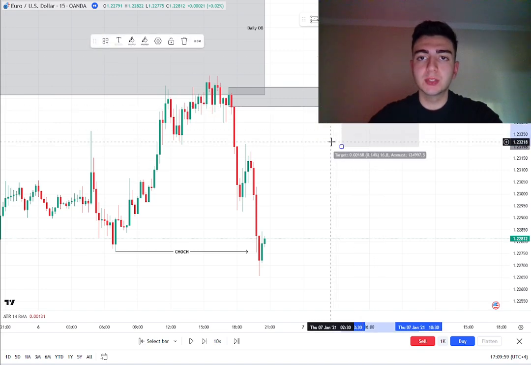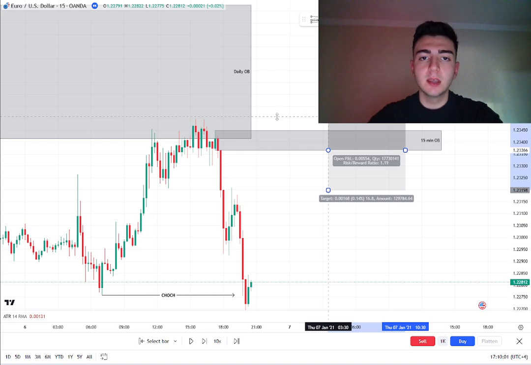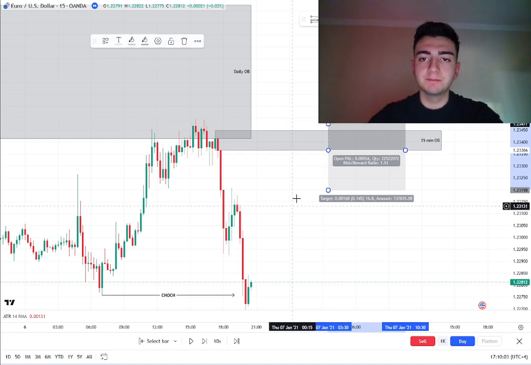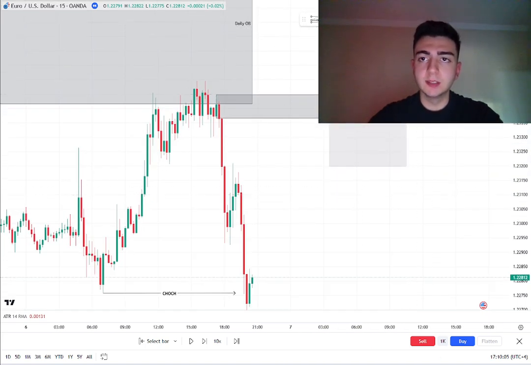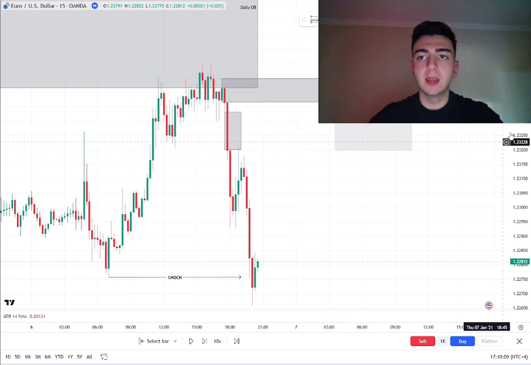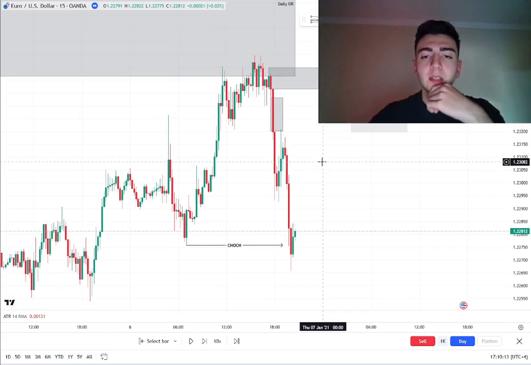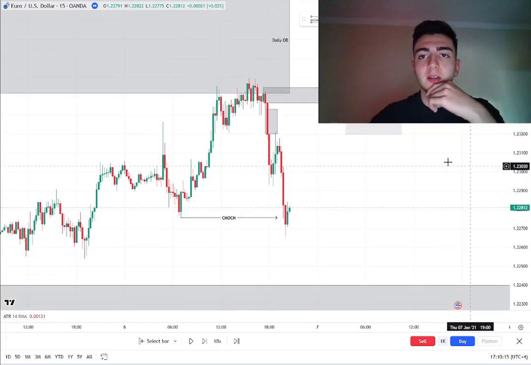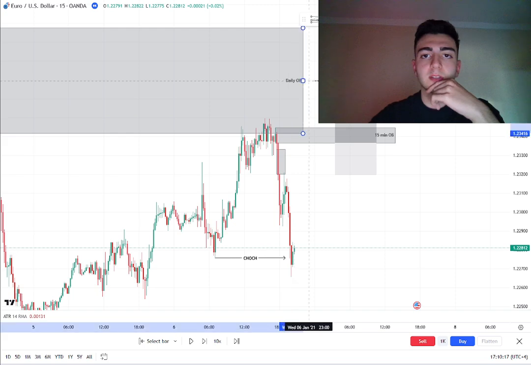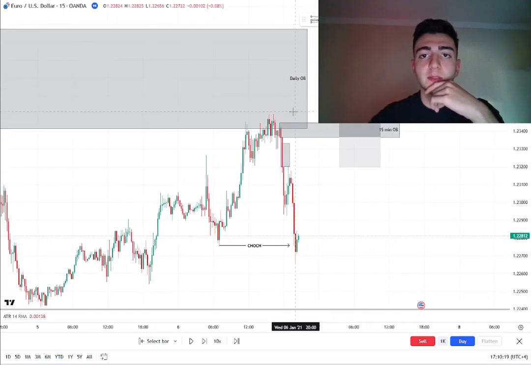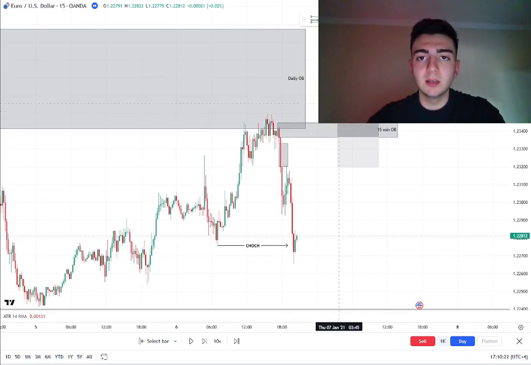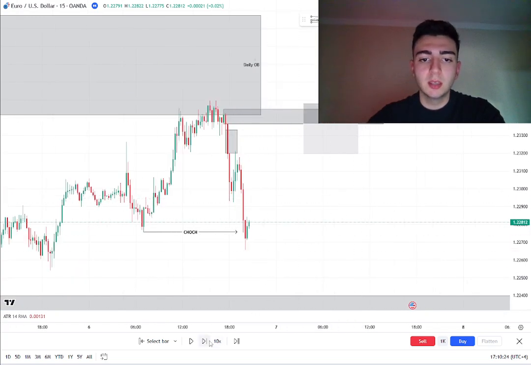Putting my sell limit at this order block, we can see this fair value gap. I forgot to mark it up. This is the fair value gap. Obviously, looking at order flow, price is very, very bearish. Daily was bullish, but obviously at some point we were going to lose momentum. We saw a very nice daily order block reaction.